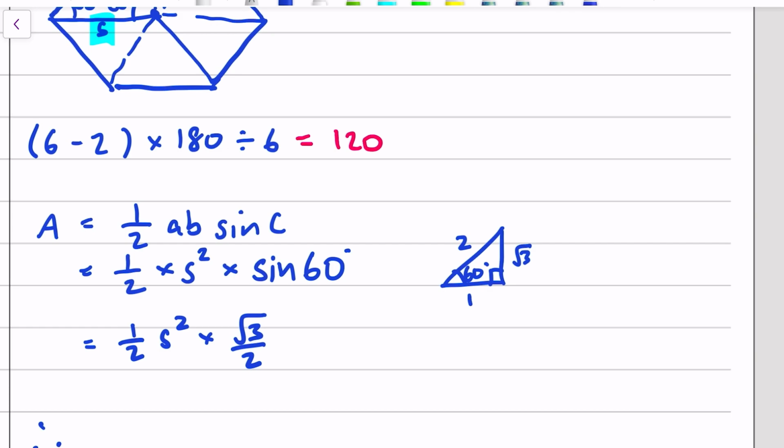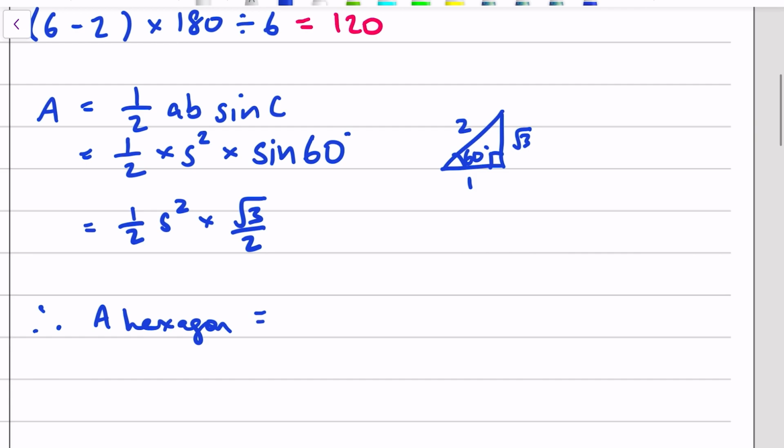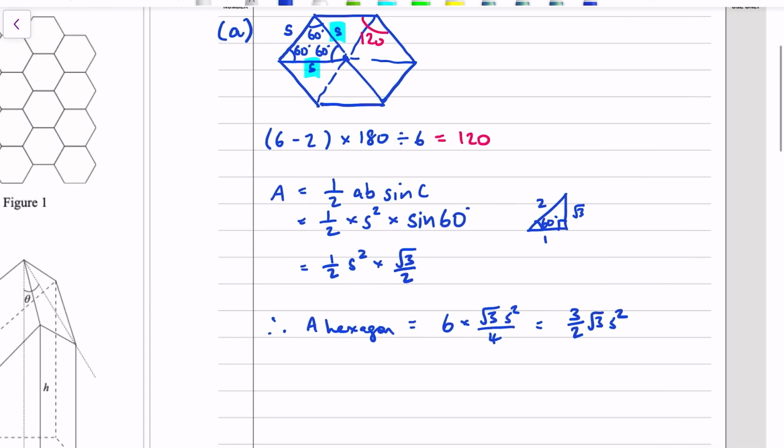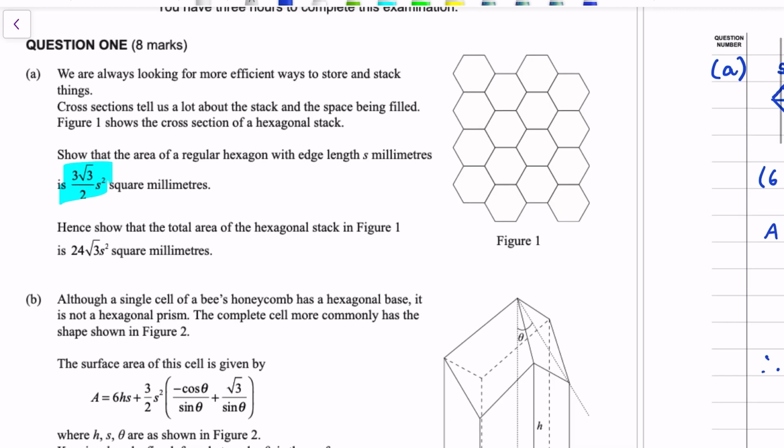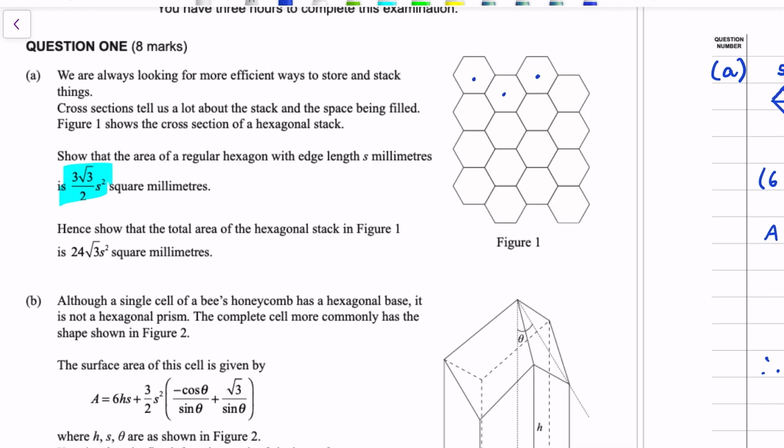and therefore the area of the hexagon is going to be 6 times that. 6 times root 3 s squared all over 4, and 6 over 4 is 3 over 2, root 3 s squared, which is what we were trying to prove. Hence show the total area of the hexagonal stack is 24 root 3 s squared. 1, 2, 3, 4, 5, 6, 7, 8, 9, 10, 11, 12, 13, 14, 15, 16 hexagons.